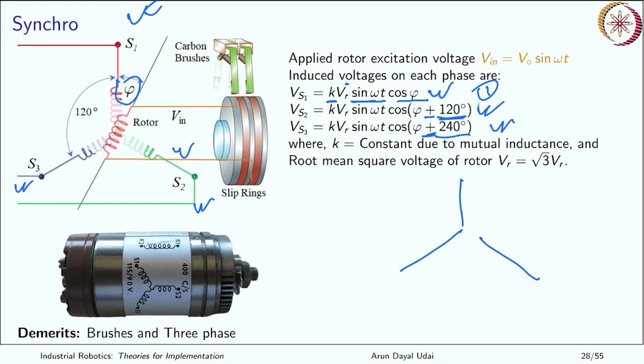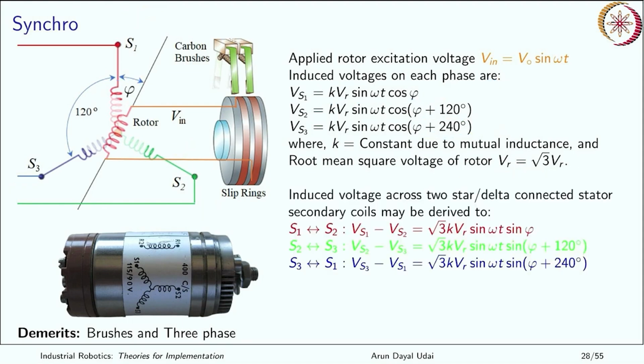K is the constant due to mutual inductance between them, and the root mean square voltage of the rotor is something like this, that will be induced. So it is finally given as this. Because it is star connected, the difference between the voltages will be transmitted out. So it is given by this, which you can understand. So this is how it works.